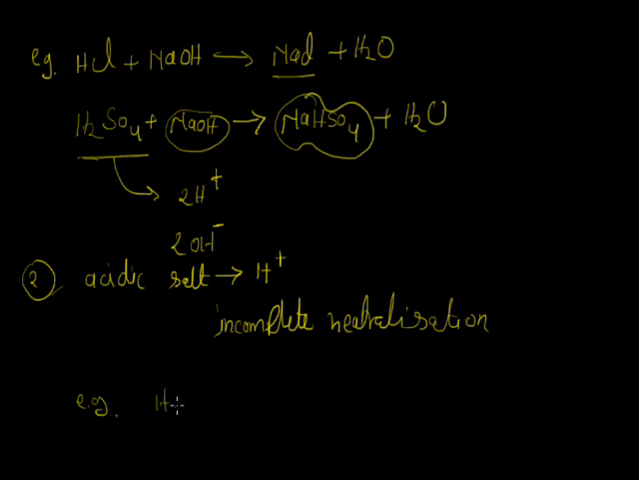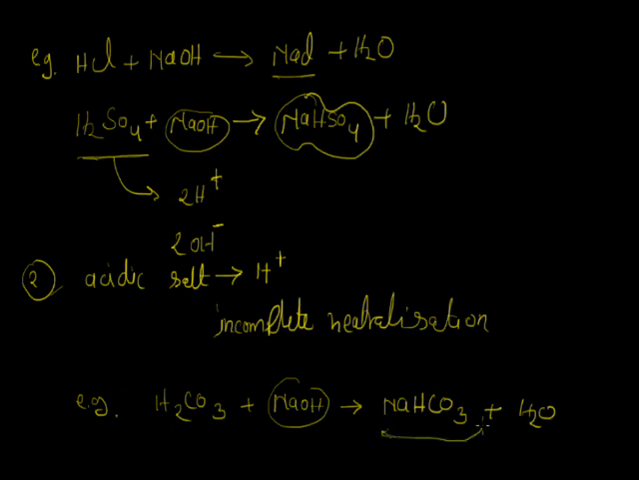if carbonic acid, H2CO3, reacts with sodium hydroxide, NaOH, here the NaOH is 1 mole, and after the reaction the product formed will be sodium bicarbonate plus H2O. Here the neutralization reaction is not complete and sodium bicarbonate is termed as acidic salt since it contains H+. Another example of acidic salt is NaHSO4, obtained by the incomplete neutralization of H2SO4.